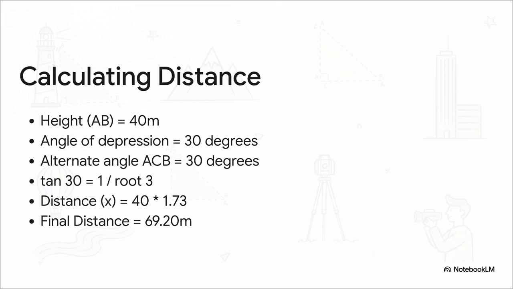We use tan 30, which we know is 1 divided by root 3. So 1 upon root 3 equals our height of 40 divided by our unknown distance. We cross-multiply, and our distance becomes 40 times root 3. Let's do the math. 40 multiplied by 1.73 gives us 69.20 meters. The scooter is exactly 69.20 meters away from the building.